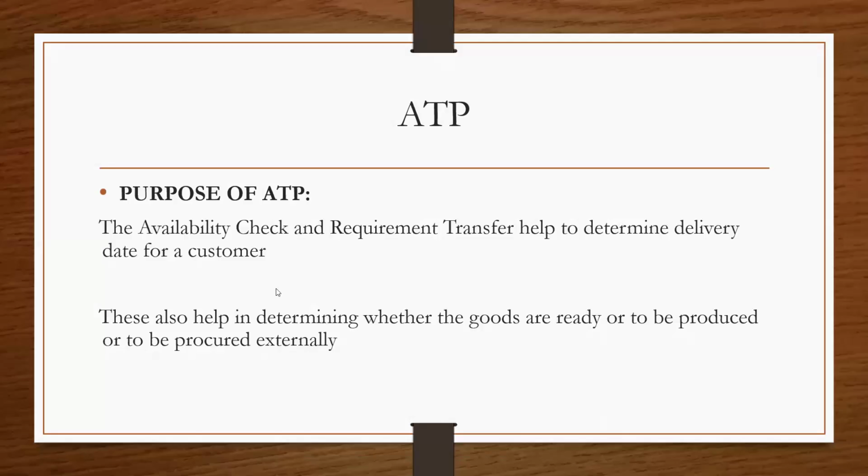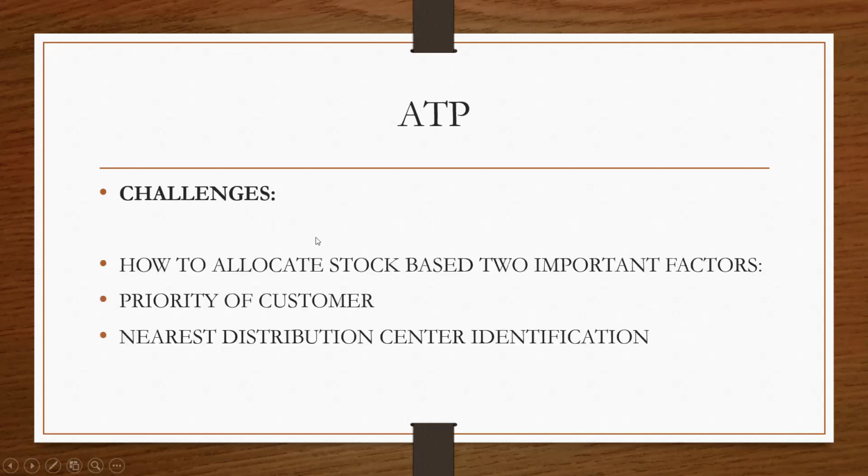So this is the brief, just a theory. To calculate your delivery date, as I said, in the previous example, the 30th came. So these also determine whether goods are ready or to be produced. As I explained, whether the remaining 90 pieces need to be manufactured, based on the previous example, or else need to be procured externally from your vendor. All these things are going to be calculated by using ATP and transfer of requirements.